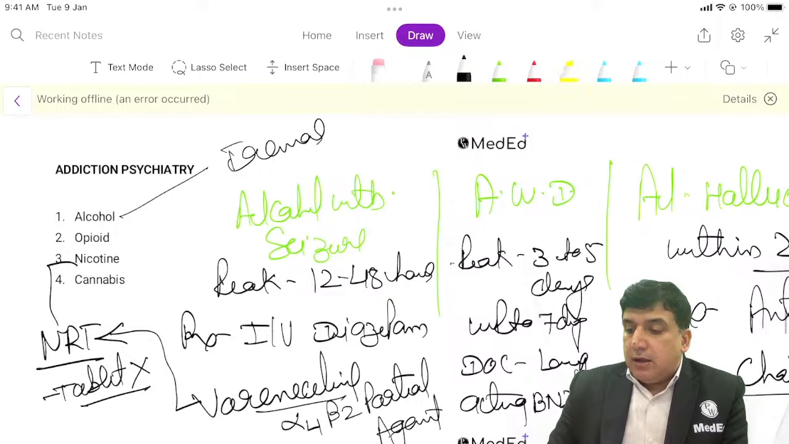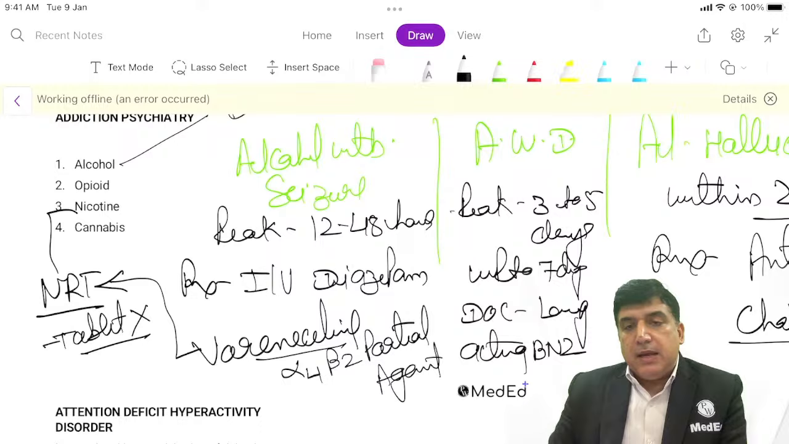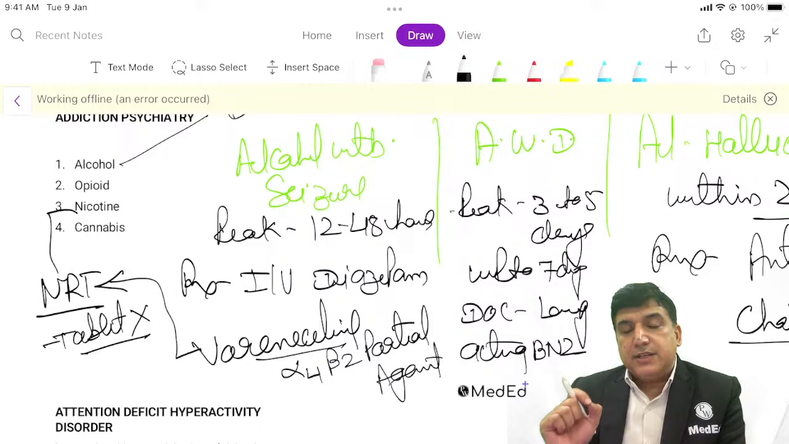Gaming addiction and gambling, these are the two new diagnostic criteria that have been added in addiction psychiatry. Gambling, and gaming addiction, your PUBG and everything, now comes under addiction psychiatry.